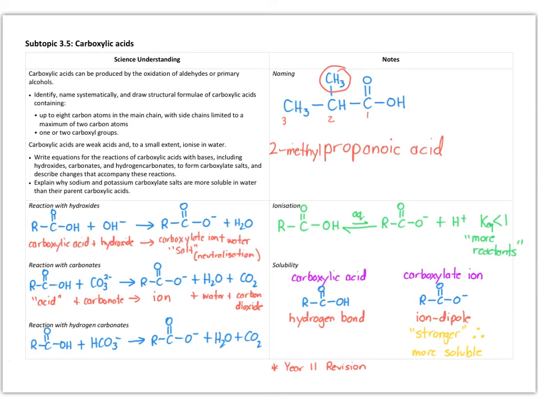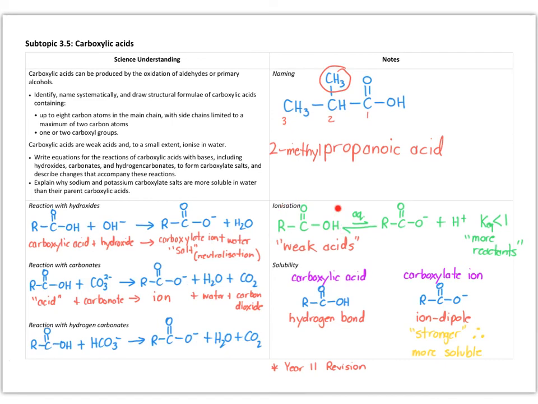Next, we just need to talk a little bit about the fact that carboxylic acids are usually weak acids, which basically means they are only partially ionized. So we would have talked previously about weak acids versus strong acids. A strong acid can donate all of its hydrogen ions. A weak acid only donates some. We can also now explain this in terms of equilibrium.